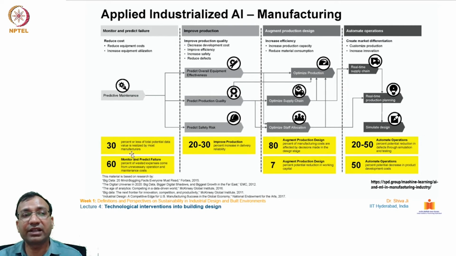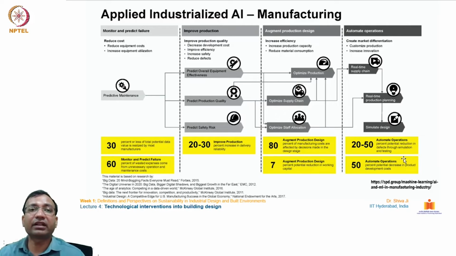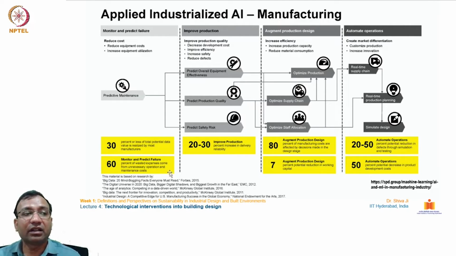In an overall sense, if you see in this yellow part, 30% or less of total potential data value is realized by most manufacturers. The data is shown through these columns, like how much potential is available in each of them. In monitor and predict failure, 60% of wasted expenses come from unnecessary operation and maintenance costs. How these costs can be minimized is one of the opportunity areas where there is a huge scope for improvement.